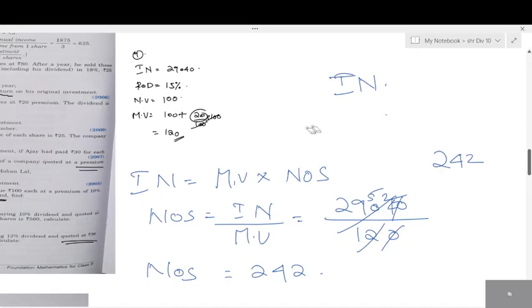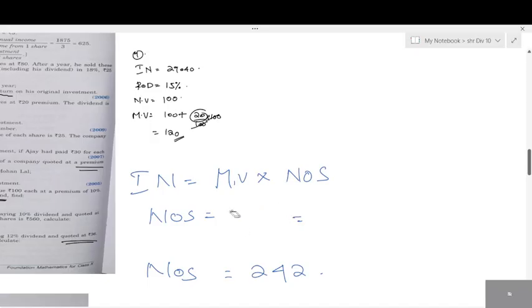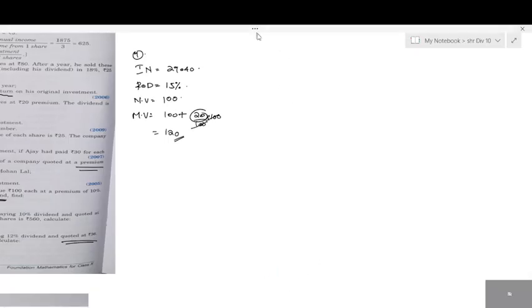See, when they ask number of shares, remember only investment and dividend, annual income as the number of shares concept. So the number of shares is 242. Next question.